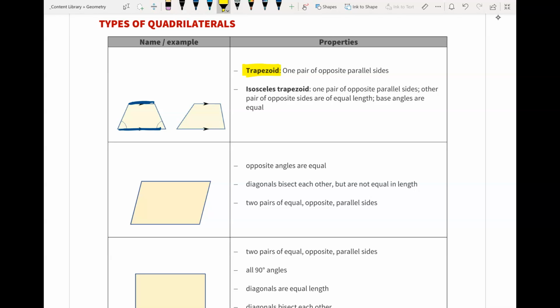The other type is the isosceles trapezoid, so one pair of opposite parallel sides and another pair of opposite sides that are equal length. So this one over here is your isosceles trapezoid because not only do you have those two parallel sides, but these sides are equal to each other. And you also have equal angles in the corner. And this is just a typical trapezoid with only one pair of opposite parallel sides. Notice that parallel is denoted by a little arrow, and you have two sets of them. If you see that, that just means that this is parallel.